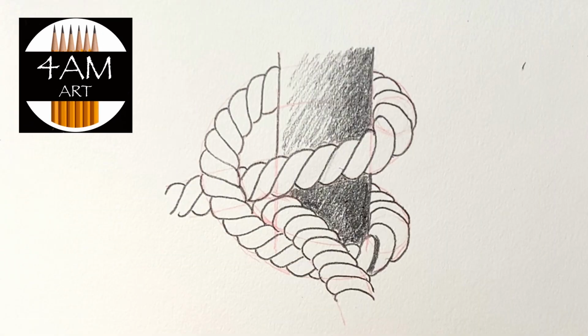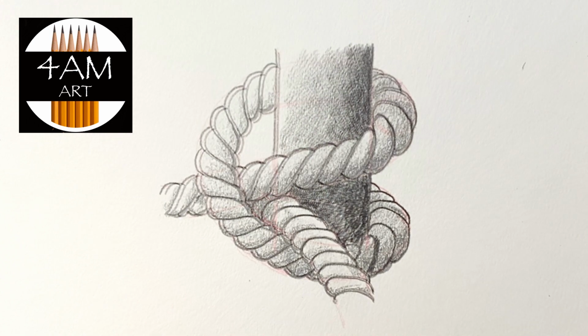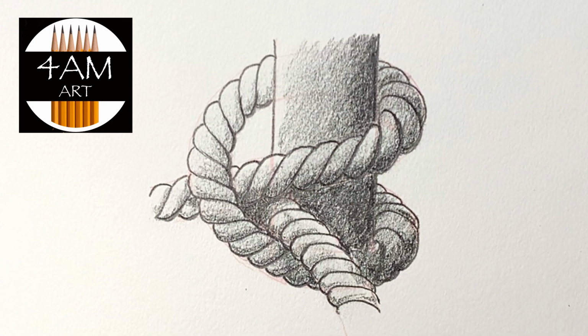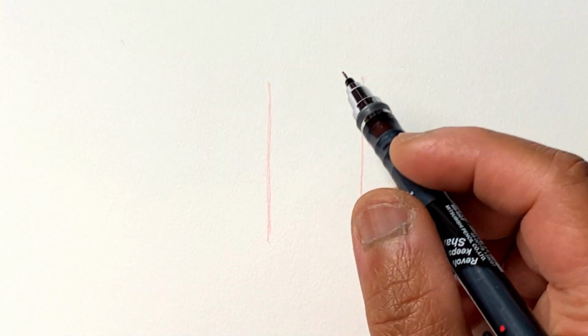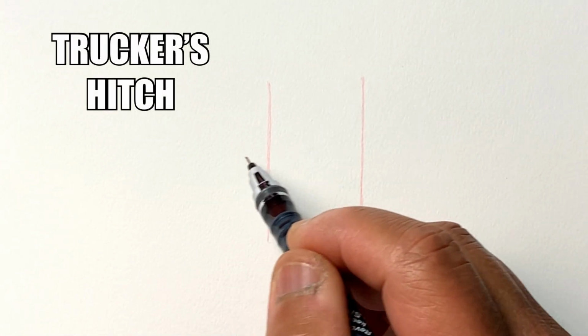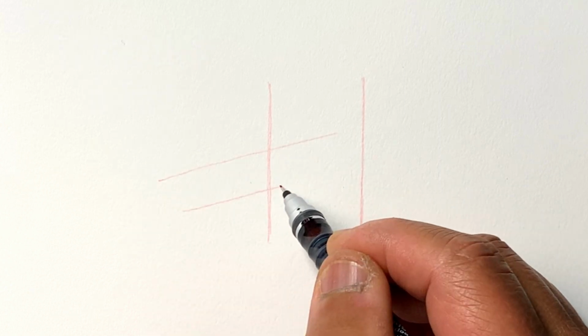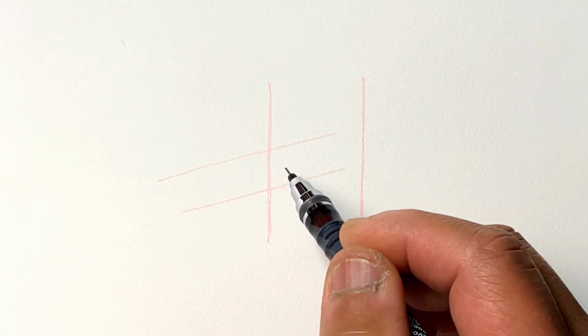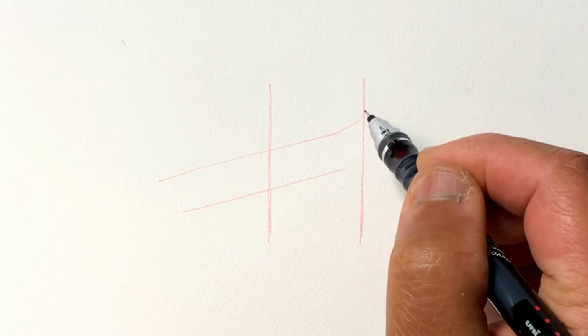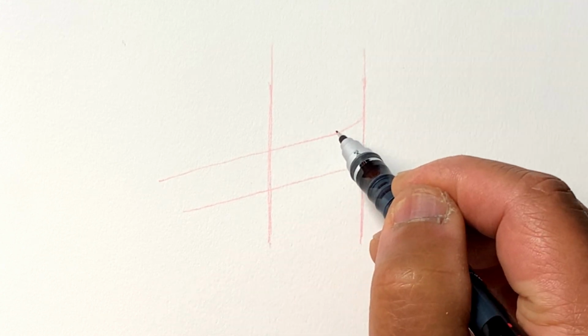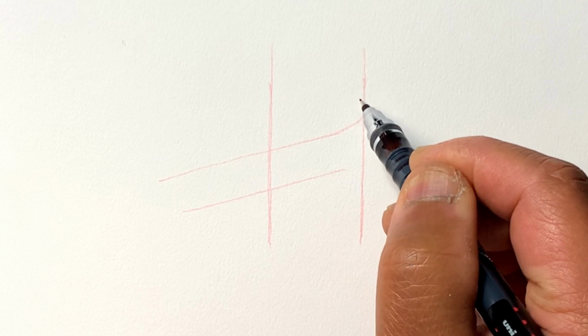So I'm going to draw a knot for this one, just so we can see how a rope changes as it goes around objects and goes in different directions. This is called a trucker's hitch knot. We're going to have the rope coming off this way, going across. This is the thickness of the rope. And then right here it's going to start wrapping around this post. Goes around this post here, and then it goes around.